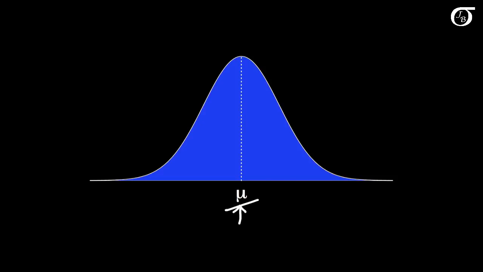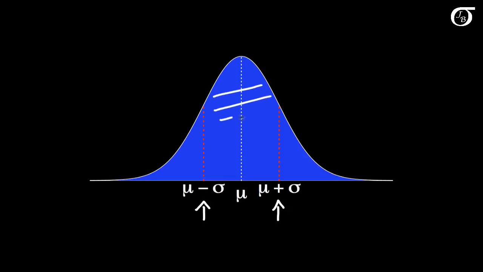Now let's try and get some perspective for what sigma represents. Here I've plotted in one standard deviation below the mean to one standard deviation above the mean. And as we'll see a little bit later on, this area between one standard deviation below to one standard deviation above is approximately 0.68. 68% of the area lies within one standard deviation of the mean.